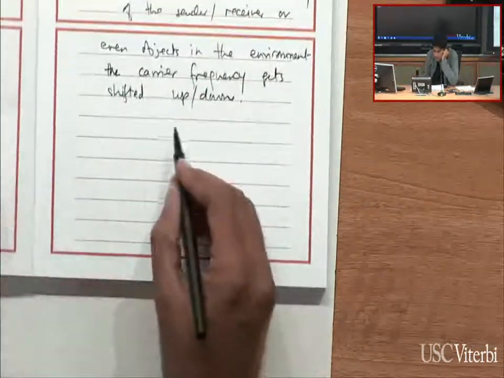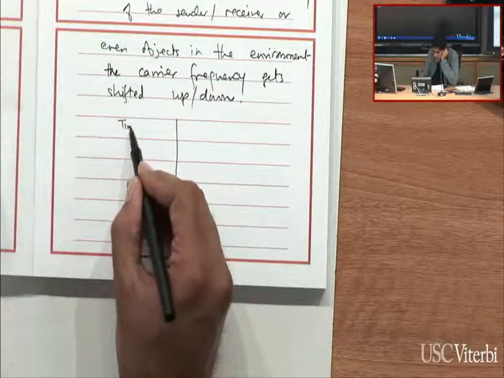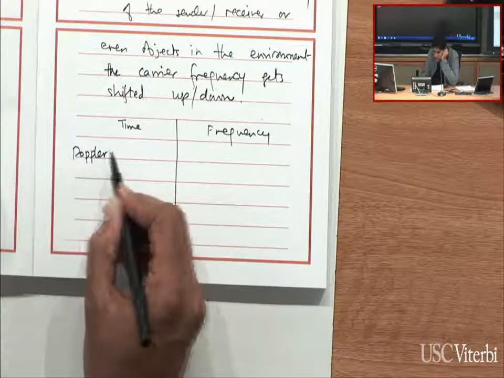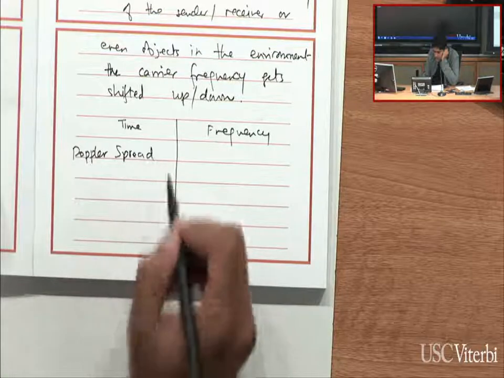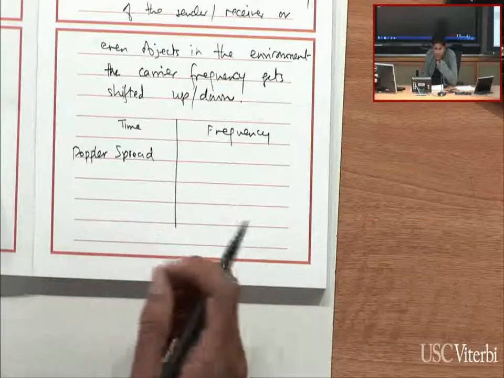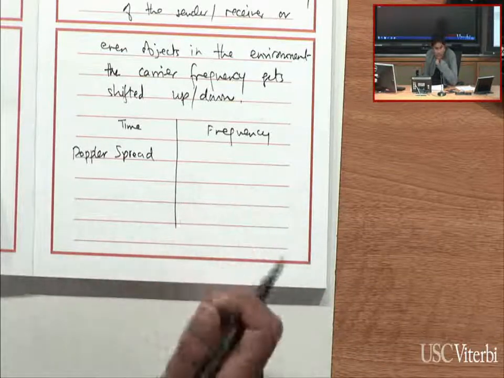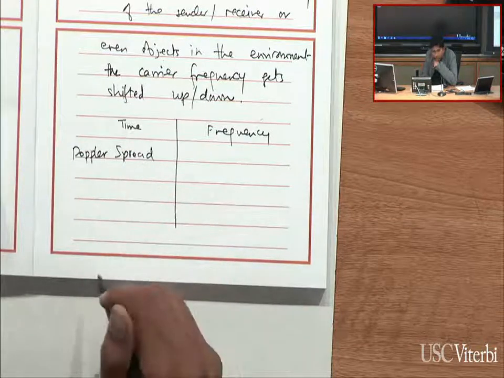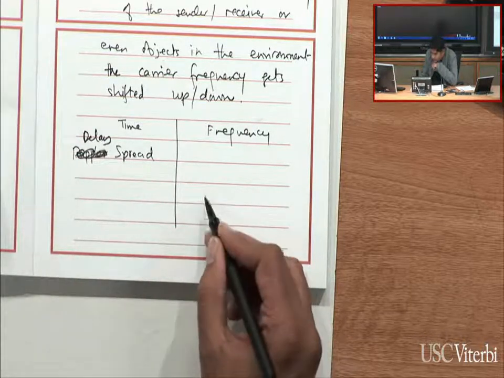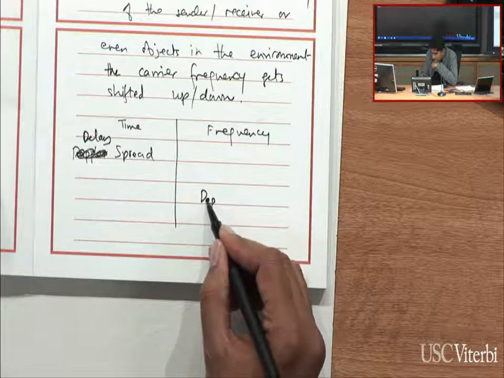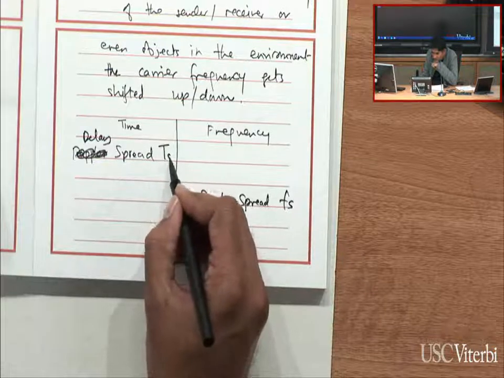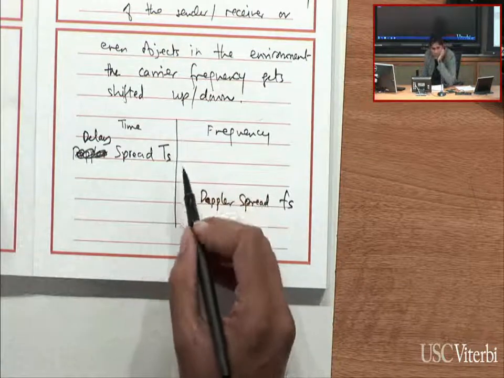Okay. And so, if I were to think of these things in the time and frequency domain, delay spread is measured as some quantity in the time domain. You talk about how many nanoseconds or microseconds or milliseconds the delay spread is. So this is measured in units of time. And on the frequency side, you have this thing that you measure, which is the Doppler spread. So it's called this Fs. It's called this Ts.